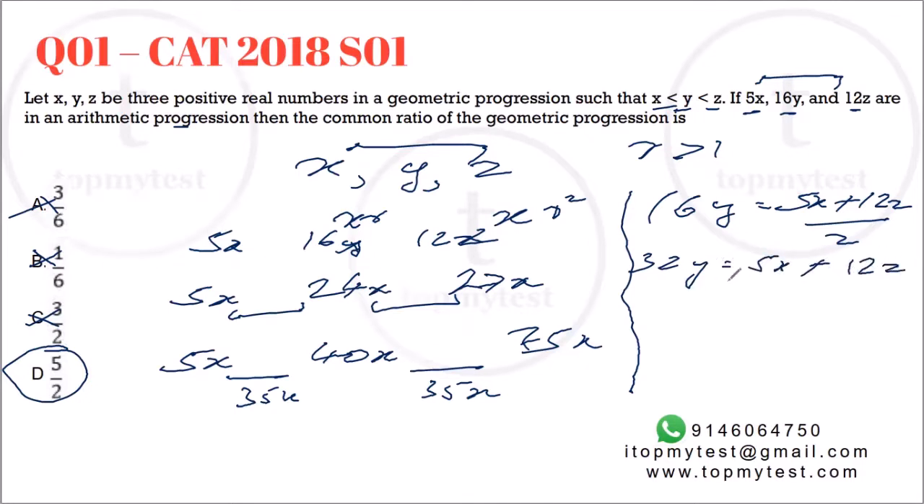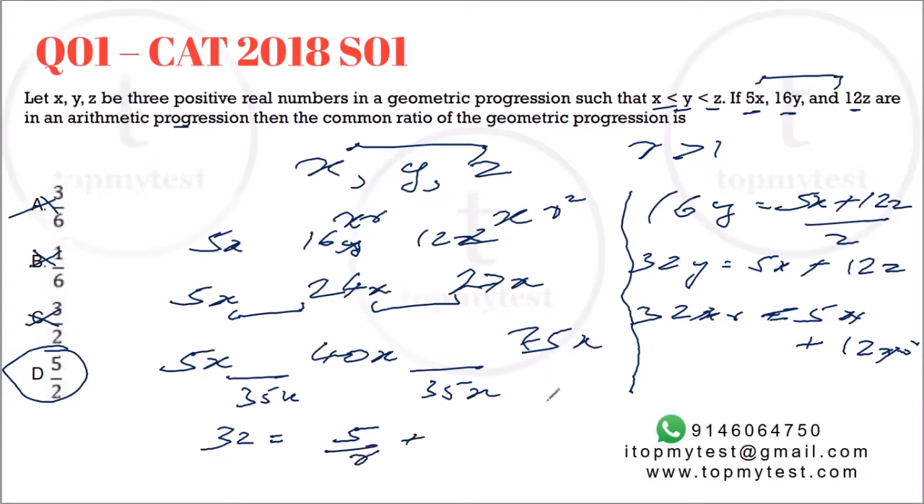Now replacing y as x into r, x as x, and z as x into r square. So 12x r square. So x goes out. If you divide by r throughout, you will get 32 should be equal to 5 by r plus 12 into r.